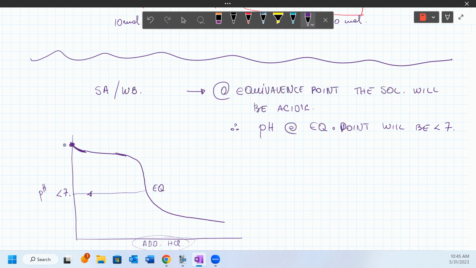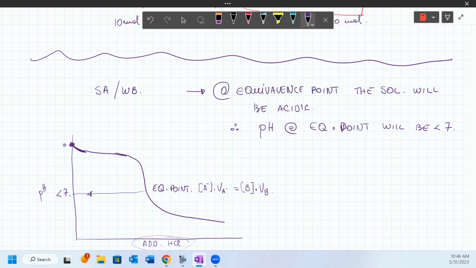So this is the equivalence point, which is the same number of moles if the ratio is 1 to 1, and this is what you will see in most cases. So the concentration of A times the volume of A is equal to the concentration of the base times the volume of the base.